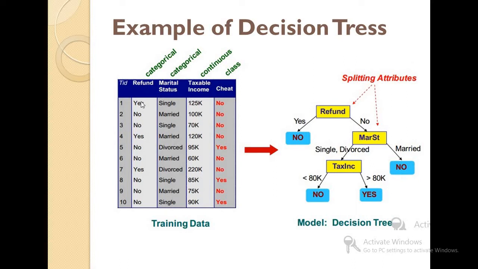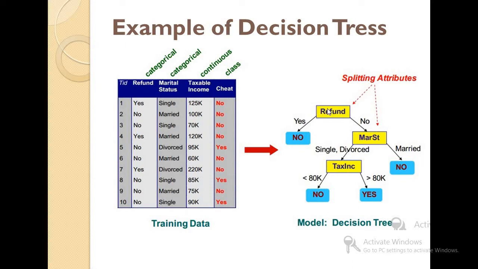This is data from a bank. So here we have to find how many persons refund the loan, who took the loan and refund it on time. We have to categorize the data on the basis of marital status, on the basis of taxable income, and whether he cheated or not. So we have to look forward and make a decision tree.